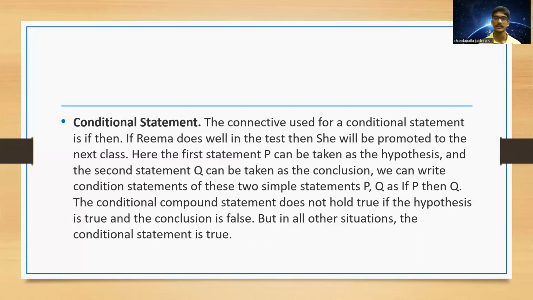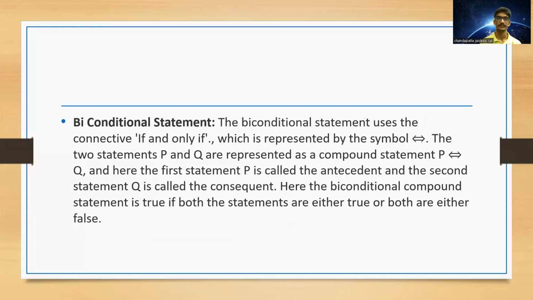Here the first statement P can be taken as the hypothesis. So in this conditional statement, the first statement will be the hypothesis and the second statement will be the conclusion of that first statement. So in this conditional statement, we are giving the condition where the first statement is the condition for the second statement to occur. So this is about the conditional statement.